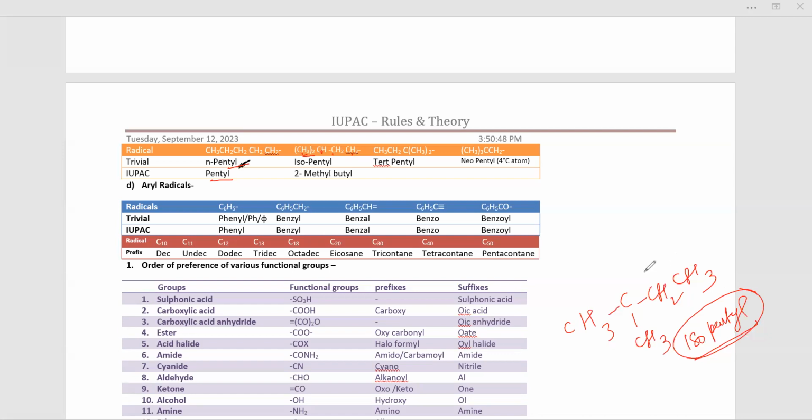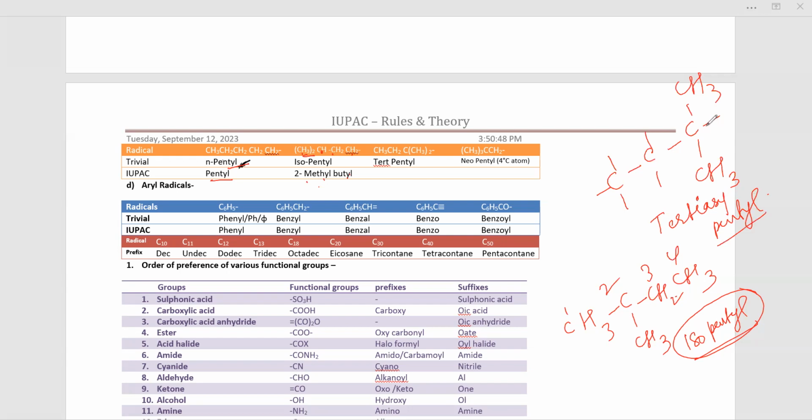But the IUPAC name will be 1, 2, 3, 4, 2-methyl butane, or 2-methyl butyl. And if it is CH3, CH2, then CH3. If we have written like this, then this will be tertiary pentyl. This will be tertiary pentyl.